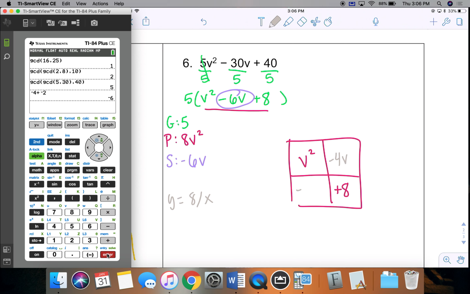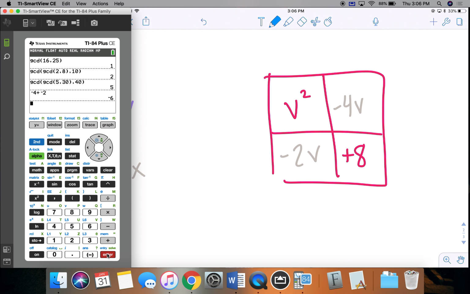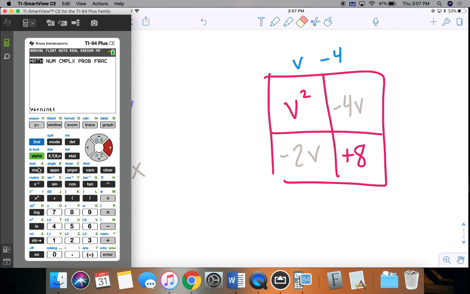I do need to put my signs. The signs absolutely 100% matter because if I don't have the right signs, my answers will not work out the correct way. So vertically, v squared and negative 2v share a v. Negative 4v and 8 share a negative 4. If you don't remember what numbers they share, the calculator can help you. Math number 9, I'm looking between 4 and 8, and it will remind me that it's 4.